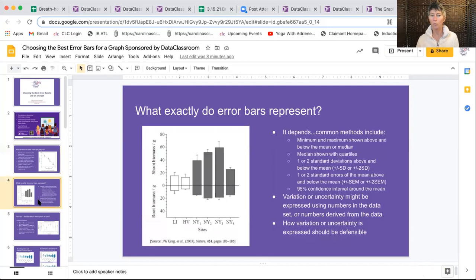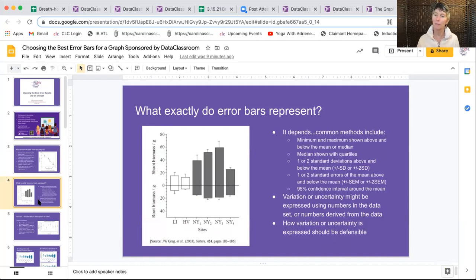So what exactly do error bars represent? This is a complex question, and probably the most important one to consider, because the error bars that are given on a graph are never standard. They're not always going to represent the same thing. Every person who's creating the graph has the choice of what to put on their bars.